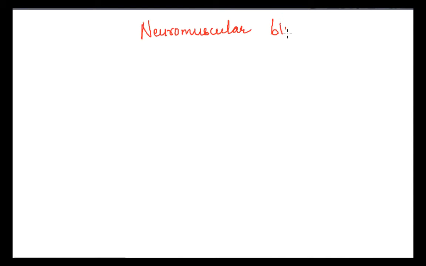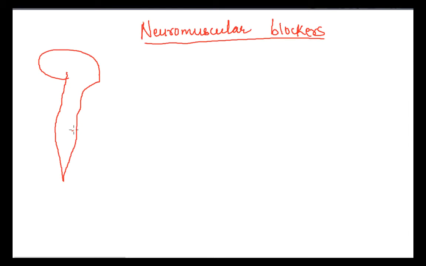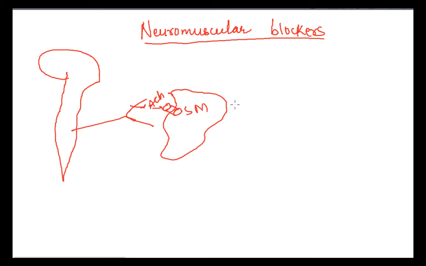Neuromuscular blockers, okay? So basically how these ones work is, say this is your somatic motor neuron and it innervates the skeletal muscles, right? So on skeletal muscles you have nicotinic ion channels. This releases the ACH and ACH binds to the skeletal muscles and that leads to muscle contraction.